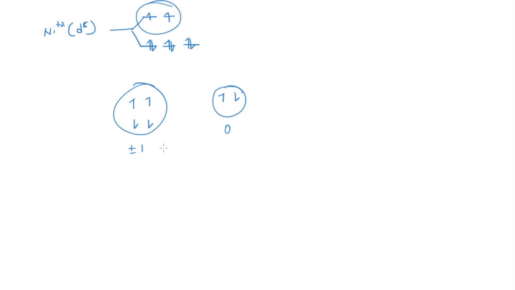Since we are not applying any external magnetic field or any external electric field yet, the ground state of this nickel plus 2 complex is going to have 2 different energy states, which will be 0 and plus minus 1, because of the different arrangements possible for the electrons. So this particular type of splitting is called zero field splitting, or this is studied under Gramos degeneracy. Okay, Gramos degeneracy.